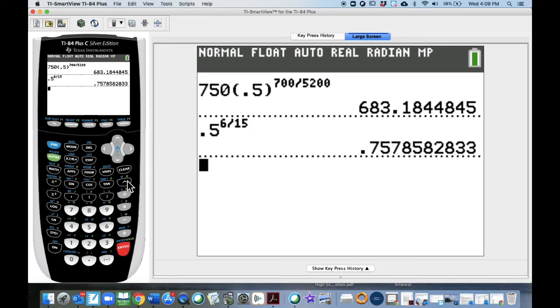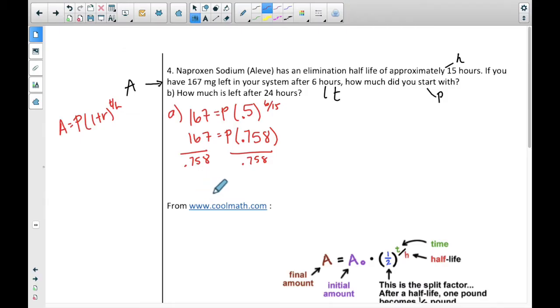And that gives me 0.7578, etc., etc. So I'm going to go back to my paper, and I'm just going to round that as 0.758. And so now if I divide by 0.758 on both sides, I will get my answer, which comes out to be 220.36. And we probably want to look and see what units we're in. We started with milligrams, so this is going to be measured in milligrams. So the starting amount, you started with 220 milligrams of Aleve.